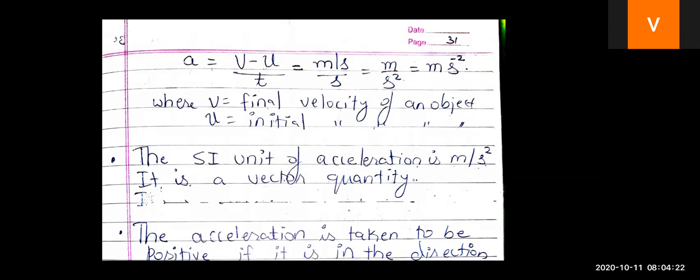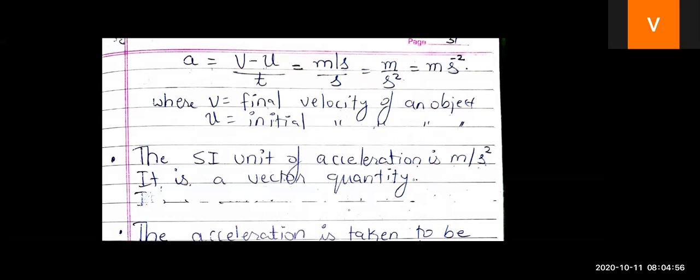And as you can see, acceleration is what? Change in velocity, right, upon time. So velocity is a vector quantity. So similarly, your acceleration is also a vector quantity. And beta, its direction is taken along the direction of change in velocity. Whatever the direction of velocity change, that would be the direction of your acceleration.